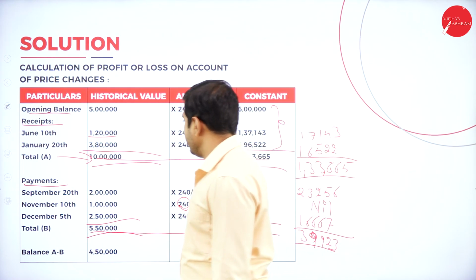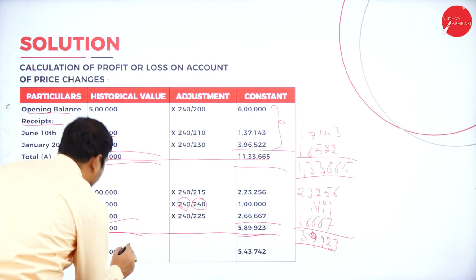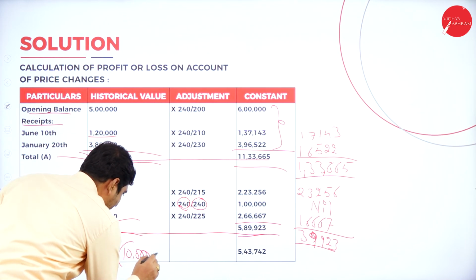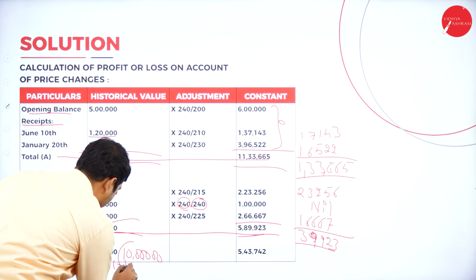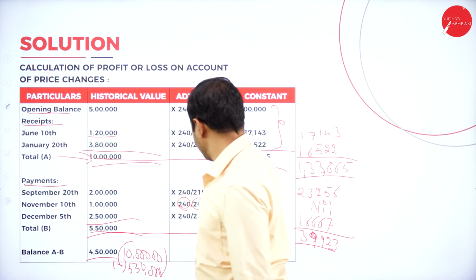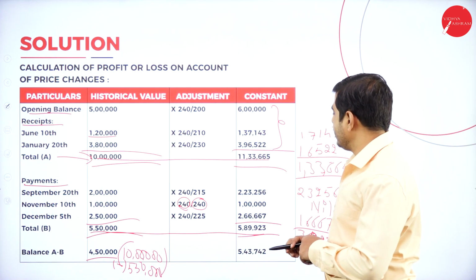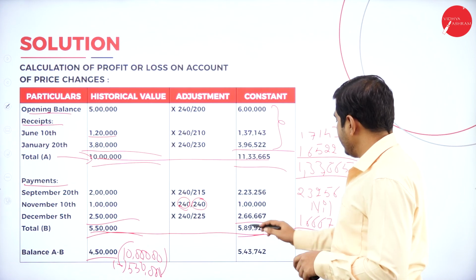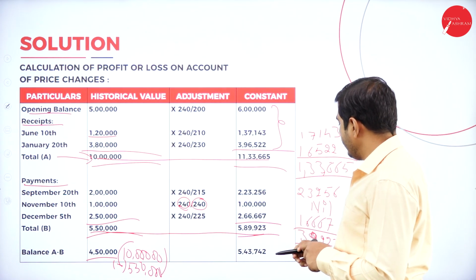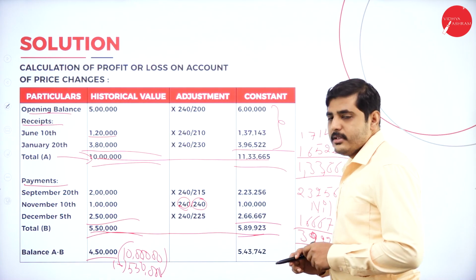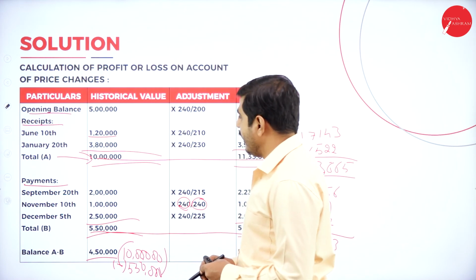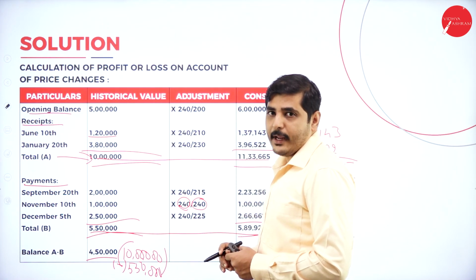If you deduct, 10 lakh minus 5,50,000, so we'll get 4,50,000. Here also, 11,33,665 minus 5,89,923, we'll get 5,43,742. Now let's calculate what is the loss because of price change.